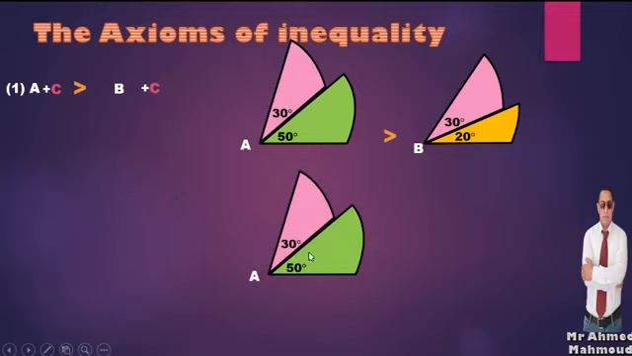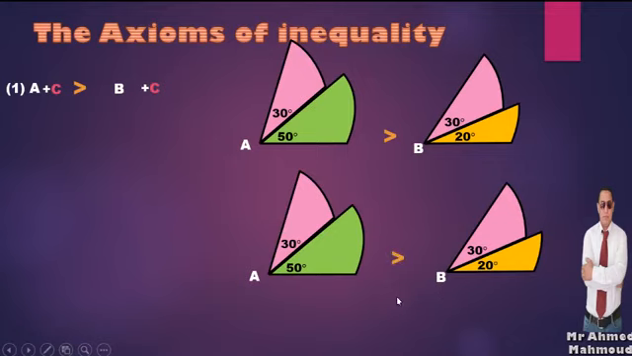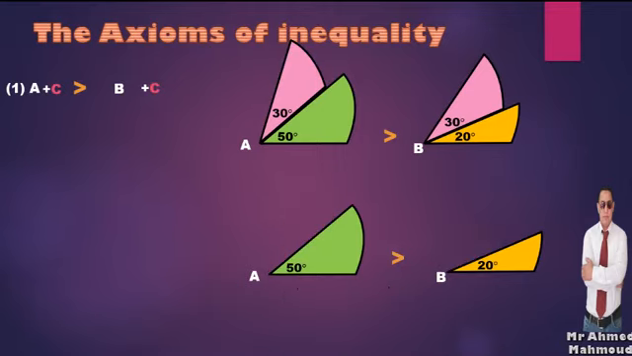Number two: if we have angle A equal 80 and angle B equal 50, it's clear that angle A is greater than angle B because 80 is greater than 50. Now what will happen if we subtract the same number from both sides? If we subtract 30 from here and 30 from here, A equals 50, B equals 20, still A is greater than B. Then if we subtract the same number from both, the relation doesn't change. Briefly, if A is greater than B, and we subtract C from both sides, it's still A minus C greater than B minus C.